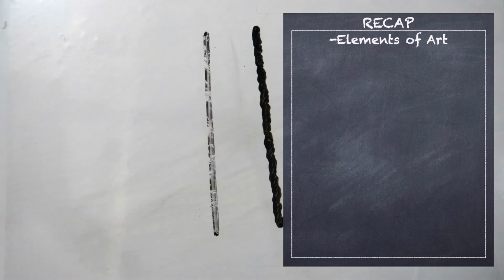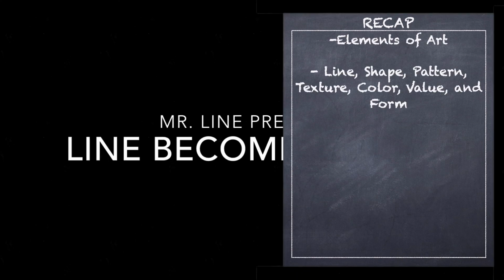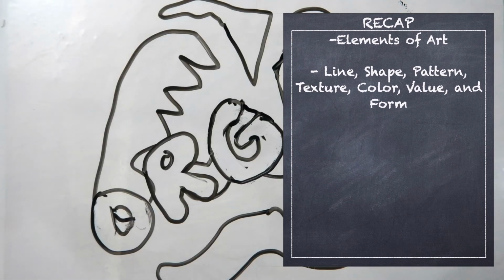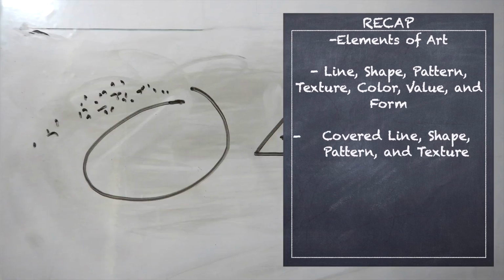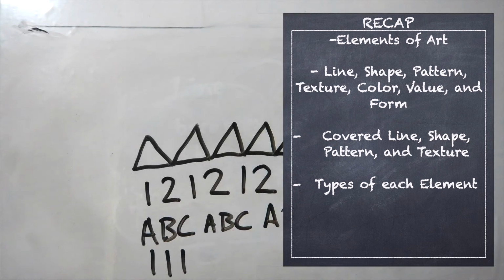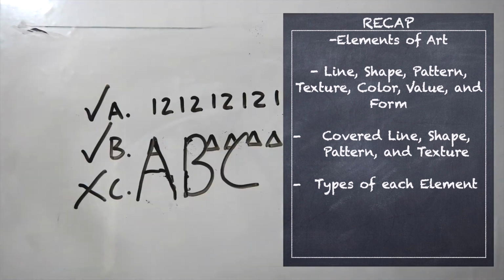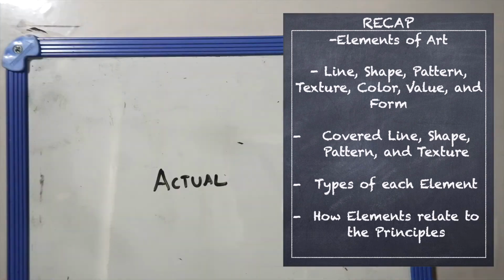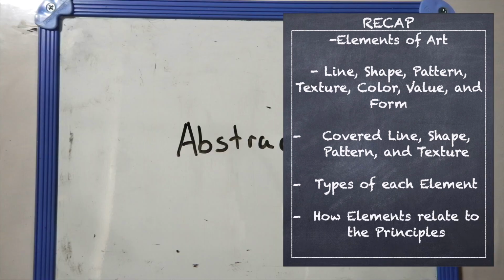That's about all I have today, students. Hopefully you now have a better understanding of what the elements of art are and how they influence your artwork itself. Today we went over the elements of art: line, shape, pattern, texture, color, value, and form. I took you over the descriptions of line, shape, pattern, and texture, and we talked about the different types of these elements and different variations that you see in each one of them. Last, we talked about how the elements relate to the principles of design.